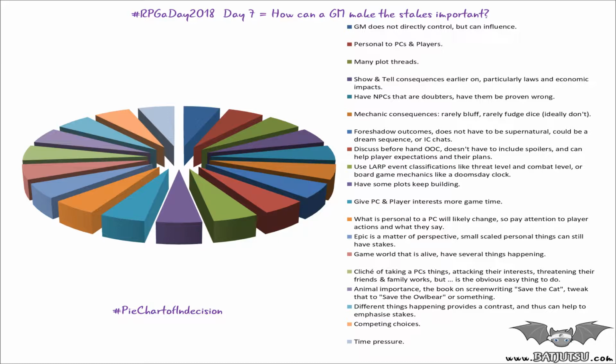It's something I've actually been working on myself with one of the big games for years. Have plots keep building. Have small plots maybe tinker out and actually have a little consequence, but then have bigger plots keep building. Give player character and player interest more game time. If they do start to highlight something, then pay attention to it and actually implement it in the game.